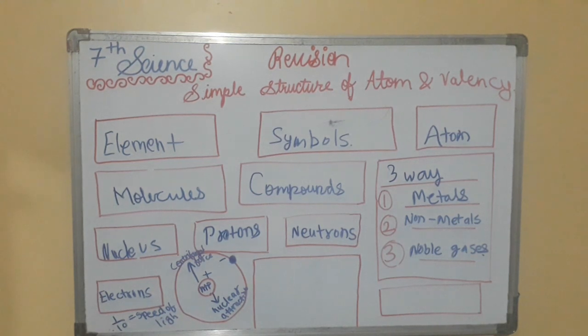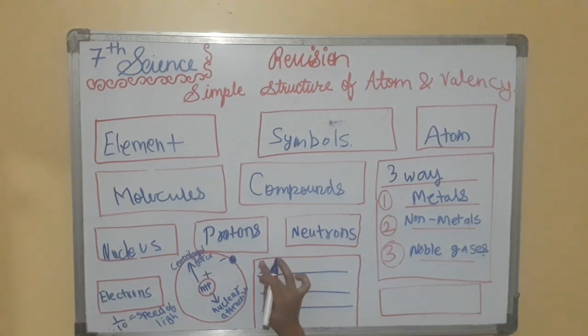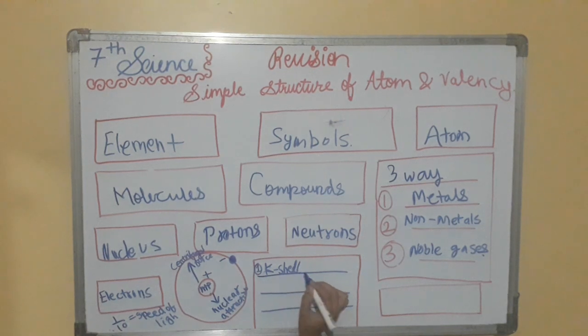After that, arrangement of electrons in shells. Electrons revolve around the nucleus in circular orbits called shells. The orbit which is nearest to the nucleus is called the K-shell. There are a total of 7 orbits, but generally we use only 4 shells. The first orbit is named the K-shell. The maximum number of electrons in the K-shell is 2.